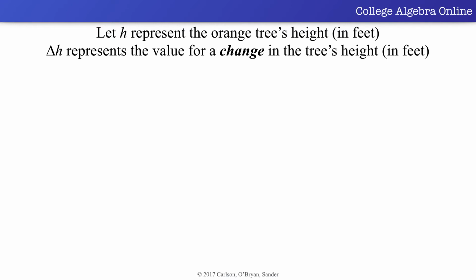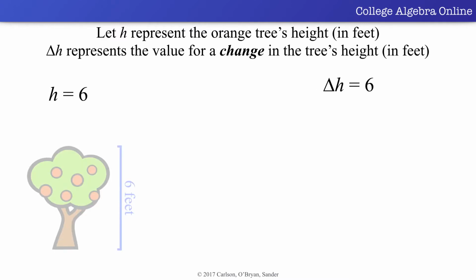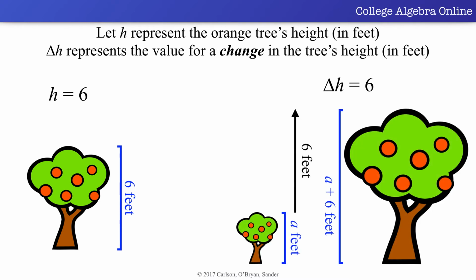Changes in quantities' values are a new quantity and are interpreted differently from the value of the original quantity. For example, let's compare the meaning of h equals 6 and delta h equals 6. h equals 6 means that the tree is 6 feet tall. Delta h equals 6 means that between two different measurements, the tree's height changed by 6 feet. So the tree could have been 10 feet tall and grew to 16 feet tall, or the tree could have been 12 feet tall and grew to 18 feet tall.